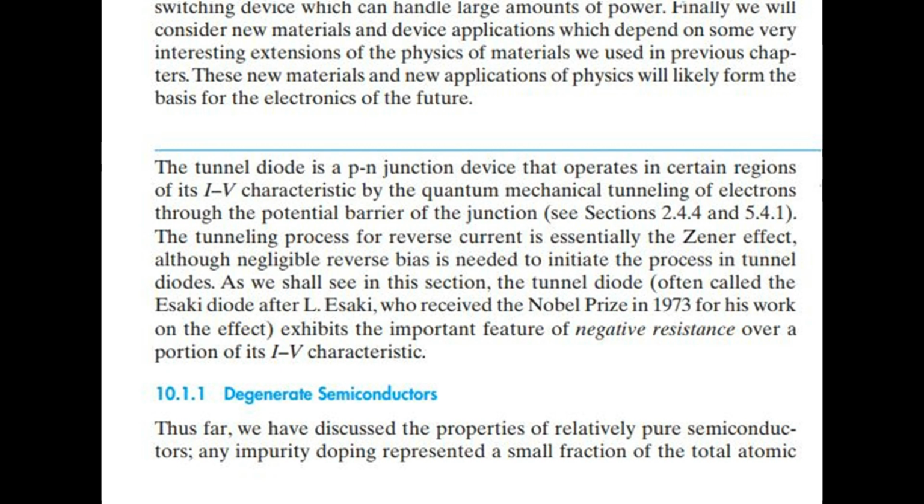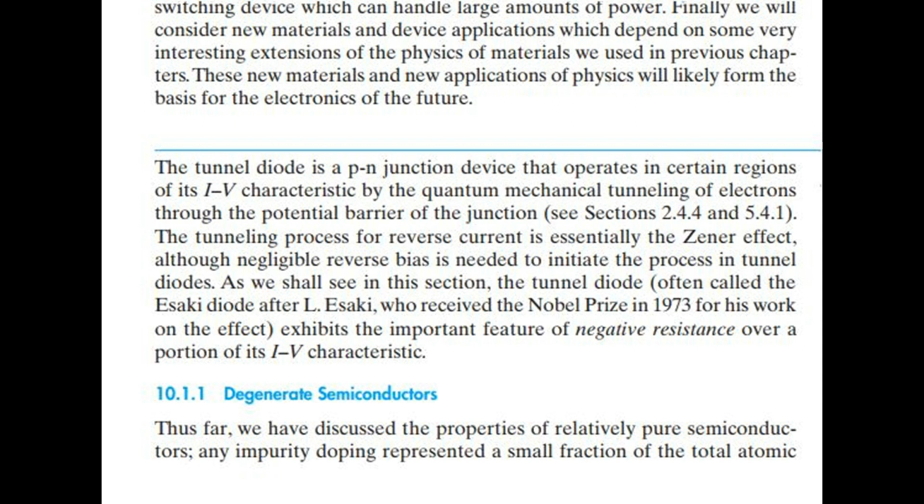The tunnel diode is a p-n junction device that operates in certain regions of its current voltage characteristic by the quantum mechanical tunneling of electrons through the potential barrier of the junction. See sections 2.4.4 and 5.4.1. The tunneling process for reverse current is essentially the Zener effect, although negligible reverse bias is needed to initiate the process in tunnel diodes. As we shall see in this section, the tunnel diode, often called the Esaki diode after L. Esaki, who received the Nobel Prize in 1973 for his work on the effect, exhibits the important feature of negative resistance over a portion of its current voltage characteristic.